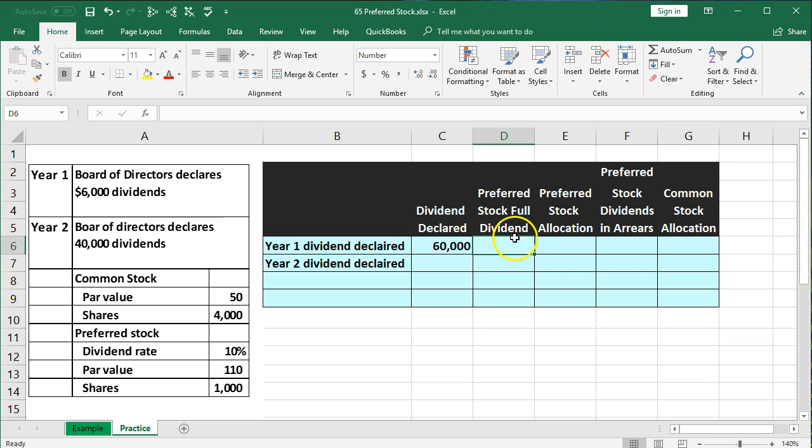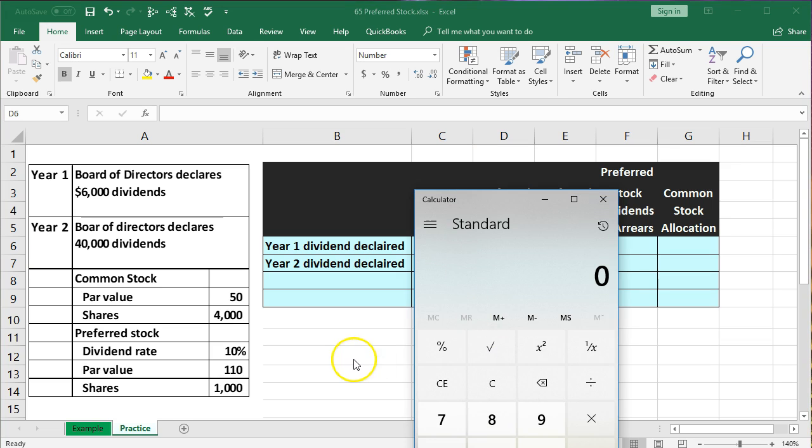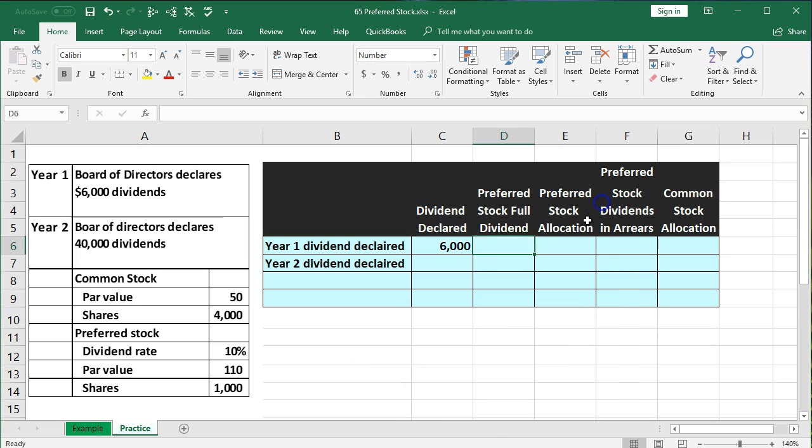Now, if the preferred dividends are going to get their full dividend, it would be calculated as the 1,000 shares times the par value, 110, times the dividend rate of 0.1. They would get the 11,000. So let's do that again here. We're going to say the full dividend, if there was enough to pay it, would be equal to 1,000 shares times the par value times the rate, which is given here. They would get 11,000.